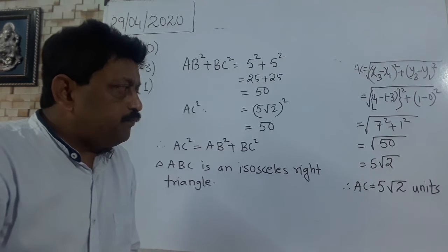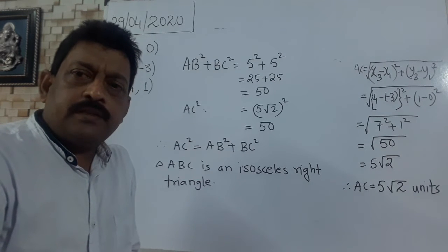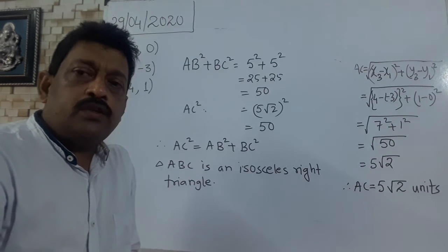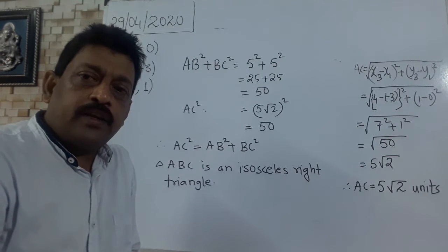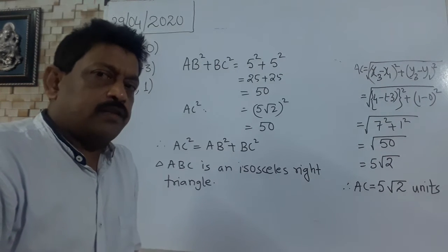Now, suppose there are 4 points given to us, A, B, C, D, and we have been asked to check whether these 4 points after joining will form a square or not. So, let us check it.